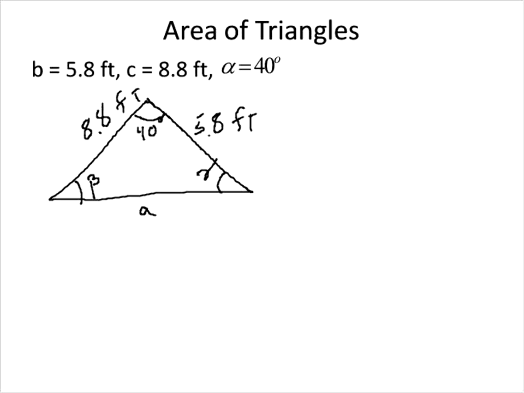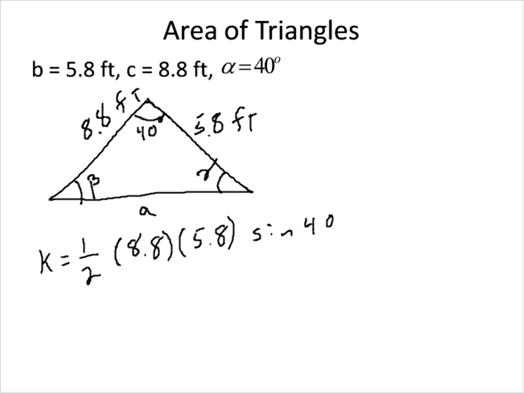All right, I'm running over to our formula. We're going to say the area of this triangle is equal to 1/2 times the two sides, so times 8.8 times 5.8 times the sine of the angle in between them, so the sine of 40 degrees.